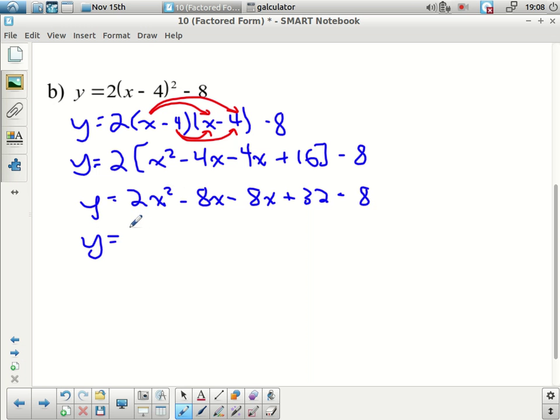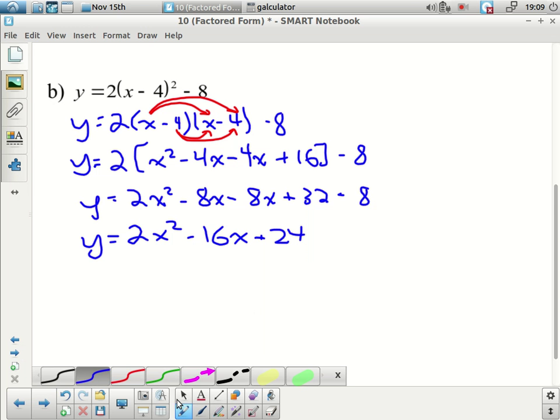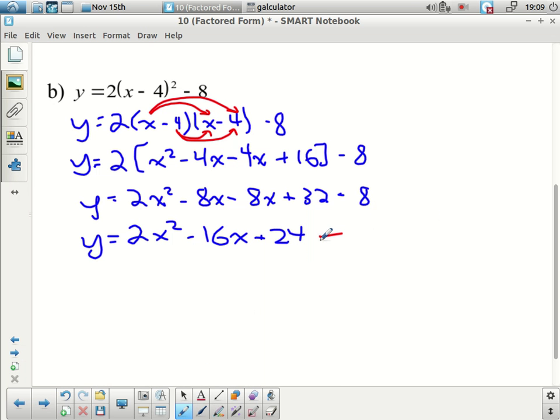Okay, finally I'll collect my like terms. So there's no other x squareds, so I have 2x squared. Negative 8, take away another 8. I have now negative 16. And finally 32 take away 8 is 24. Okay, so I've now reached the standard form. So let's note that in a second here, right? This is the standard form.